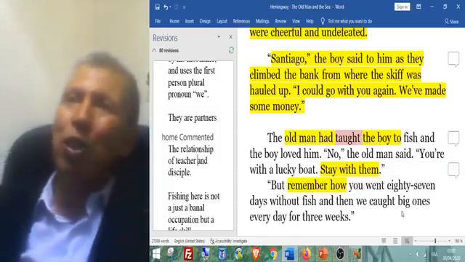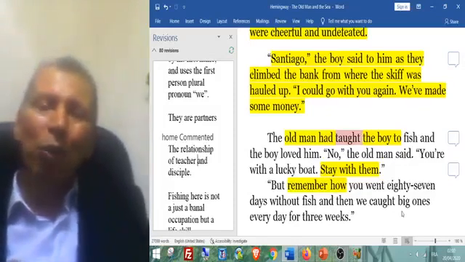Ernest Hemingway is using what critics call the role model.